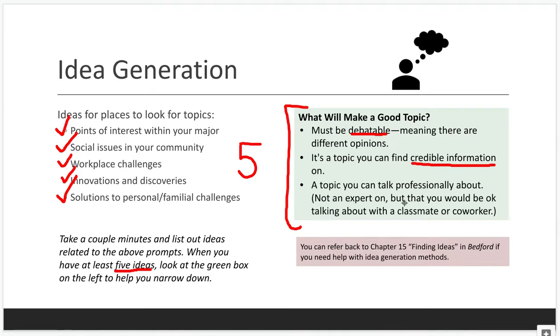And then lastly, is this a topic you can talk professionally about? While passion and being very emotionally connected to an issue are great, sometimes that makes it hard for us to be a little bit objective about the issue or to be comfortable sharing the topic with a classmate or a coworker. So just make sure that this is something that you feel you could talk about in a professional manner.